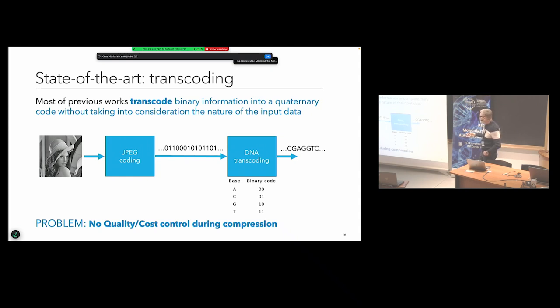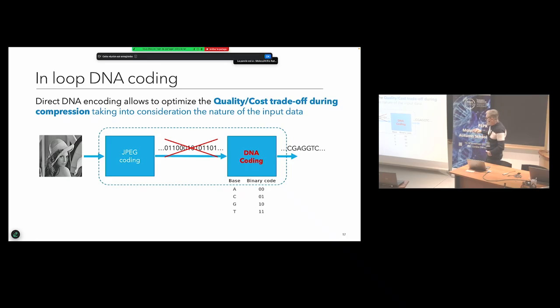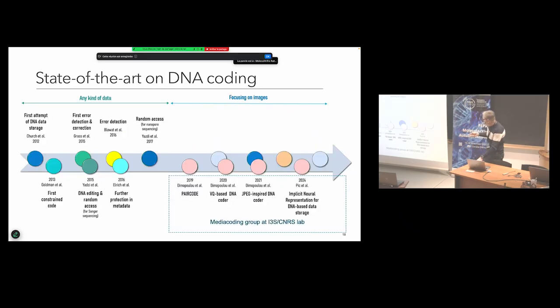And it is important to control the cost, because this is what you have to pay for storing molecules. So the idea, instead of doing this, is to avoid converting or encoding in binary, and encode directly in quaternary, and maybe have some mechanism to switch between binary and quaternary if you want. Doing so, you are able to control the length of the code and the quality of your encoded signal by optimizing the quality-cost trade-off. These are some of the works we are developing, especially in image coding, and we have several activities on that.